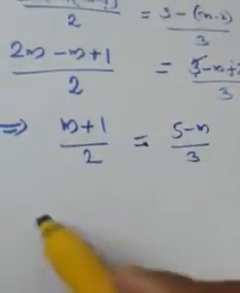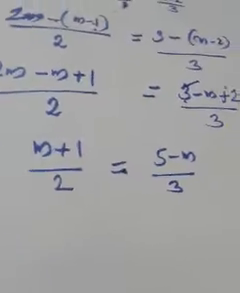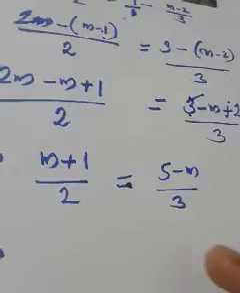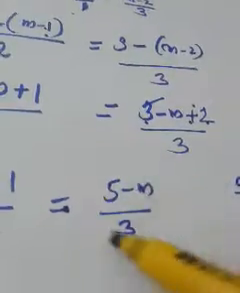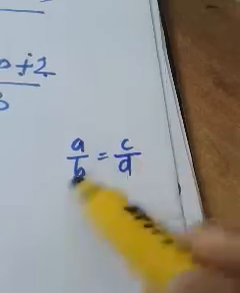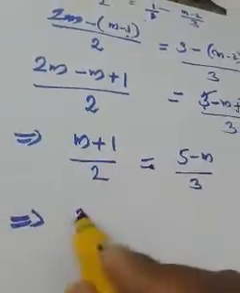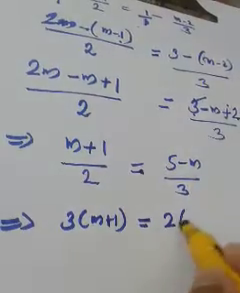Okay, now we just see what we can do. It came in which form? Who can say? Can anyone say? It came in the form a by b is equal to c by d. Why? Because left side is only a single fraction, right side is only a single fraction. So it came in this form. Then we can cross multiply. A into d will be equal to b into c, isn't it? That property can be applied. So 3 into m plus 1 will be equal to 2 into 5 minus m.